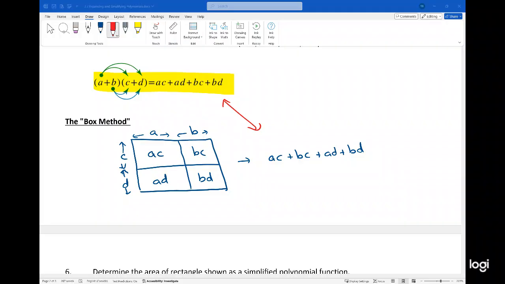What I will say is that if you ever have to do anything bigger than a binomial times a binomial, like say, for instance, a trinomial times a quatrinomial, which will end up having 12 terms, the box method really helps ensure that you don't miss any, whereas the algebraic method, you'd be surprised how many people miss an arrow or double an arrow or something like that. But the box method makes it almost foolproof.